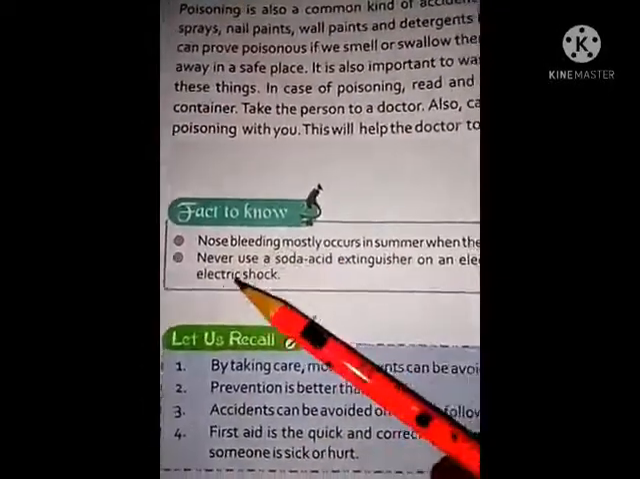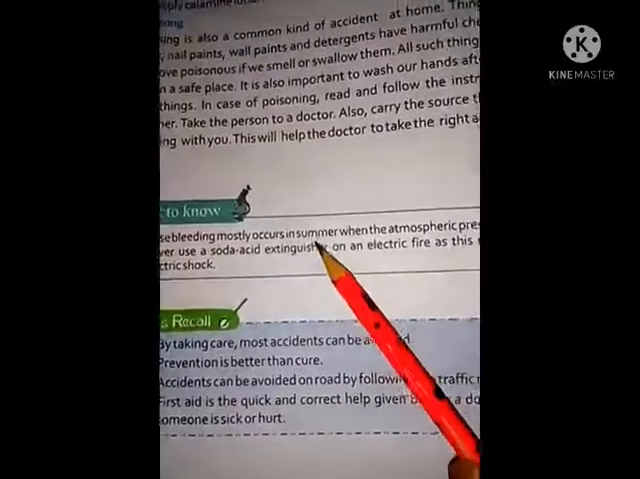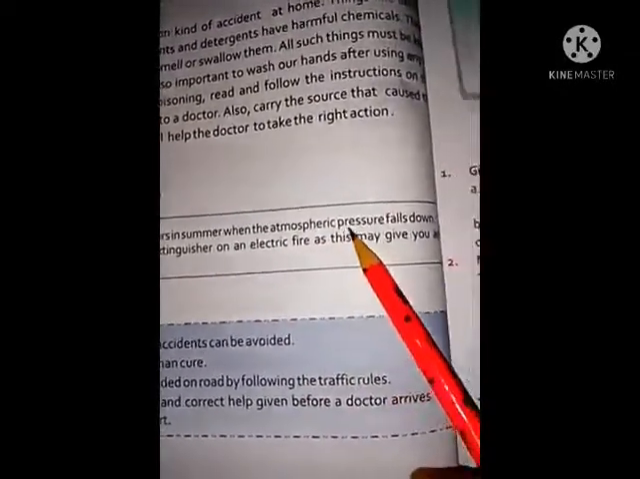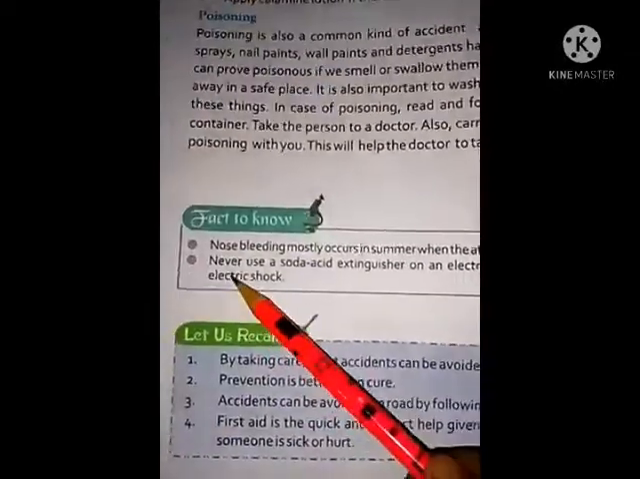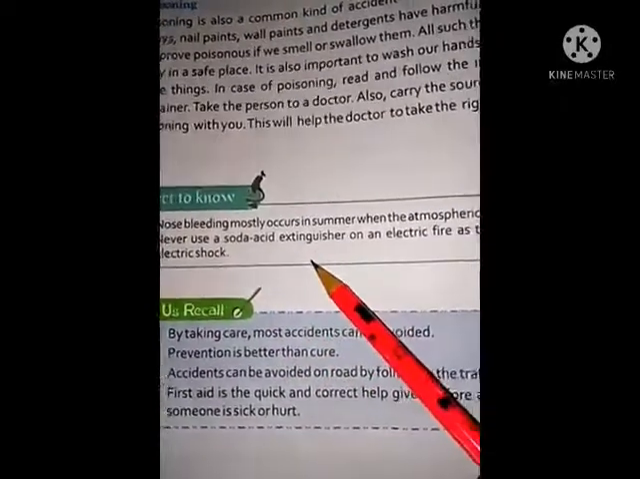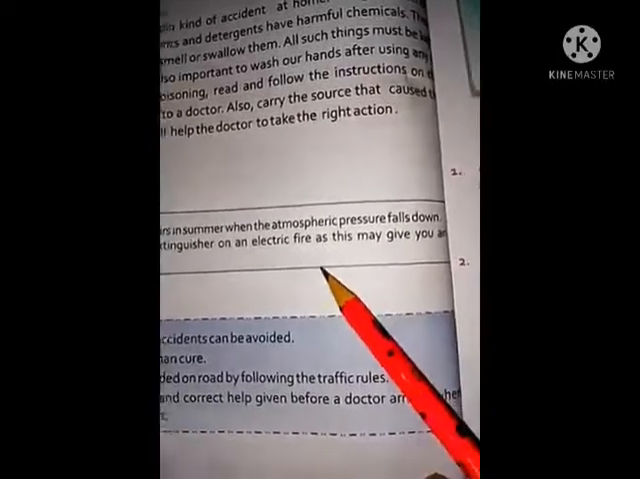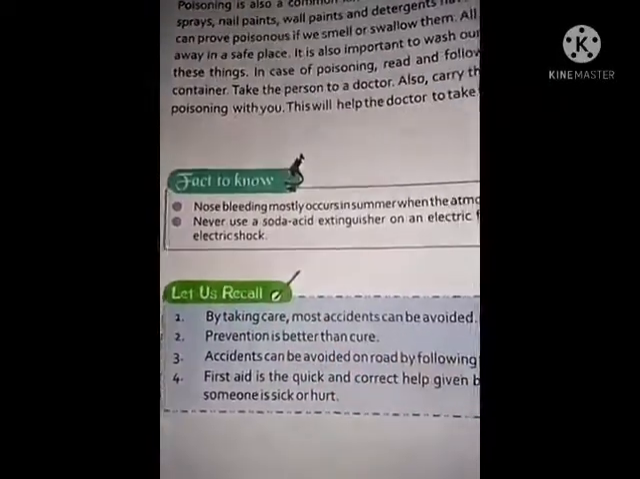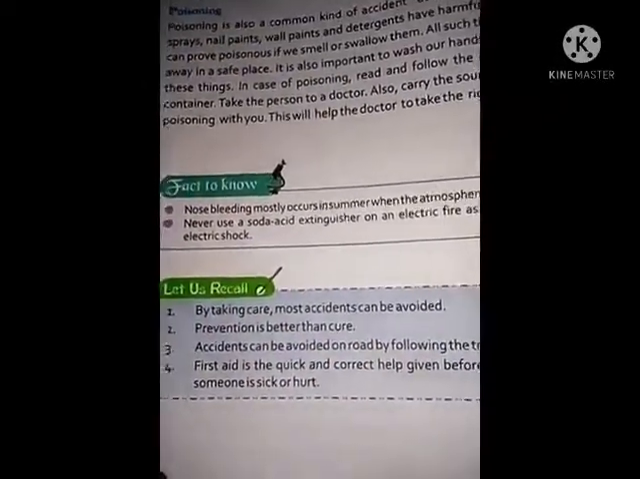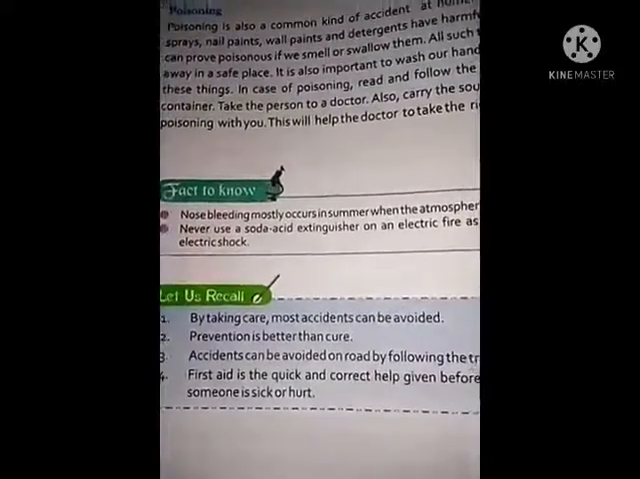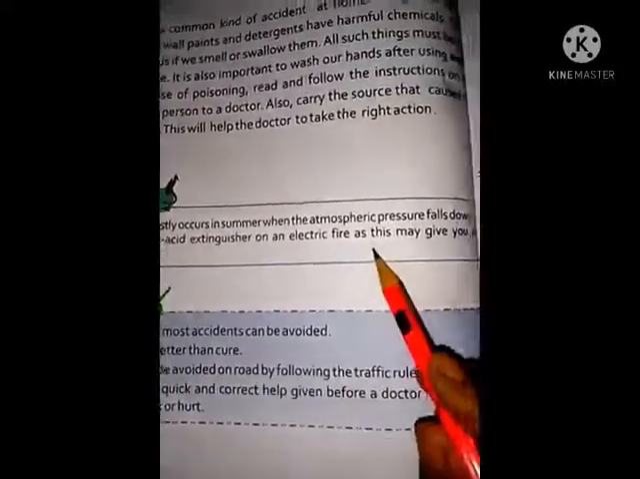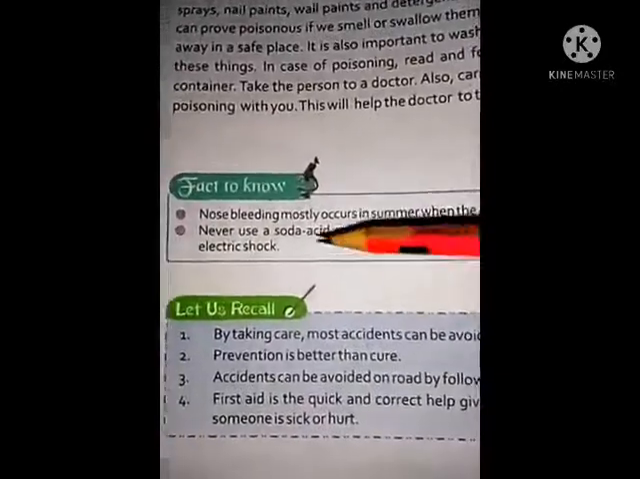Now see, fact to know: nose bleeding mostly occurs in summer when the atmospheric pressure falls down. Never use a soda acid extinguisher on an electric fire, as this may give you an electric shock.